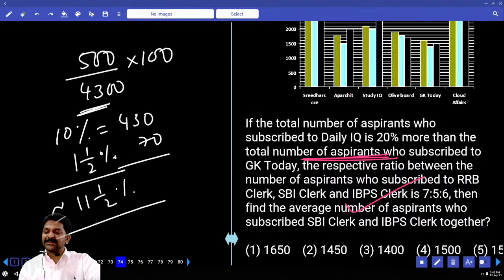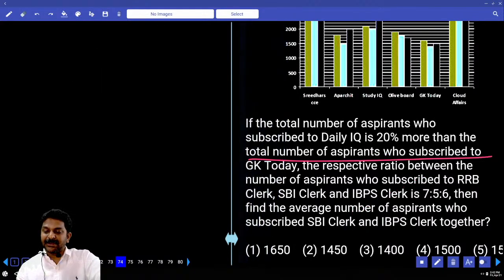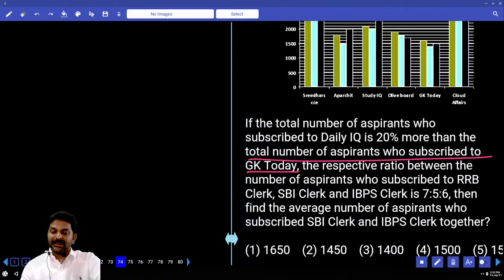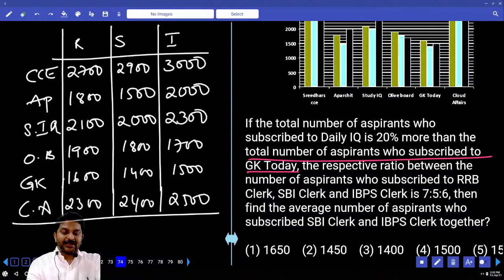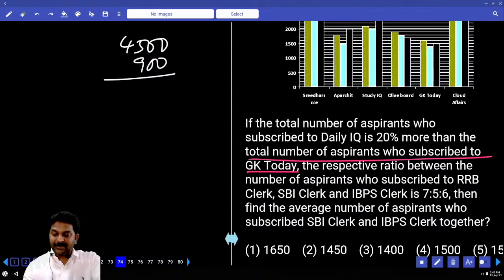If the number of aspirants who subscribe to Daily IQ is 20% more than the total number of aspirants who subscribe to GK today. It is about total aspirants, right? GK today 1600, 1400, 3000, 1500, 4500, and now they said Daily IQ 20% more, that means 900 only, right?